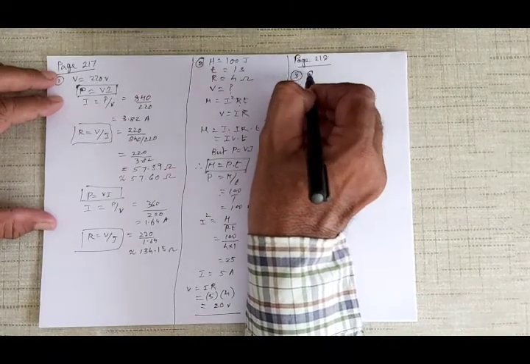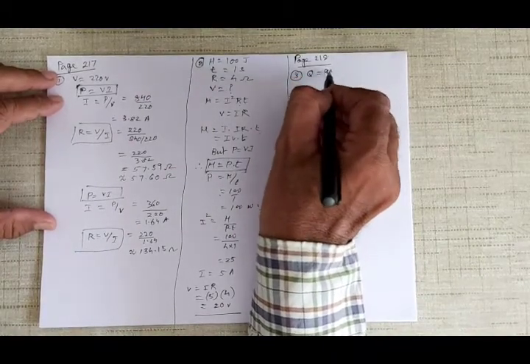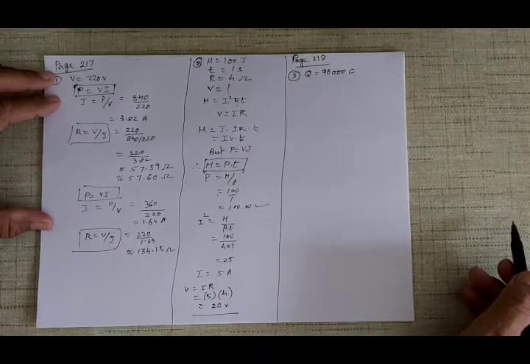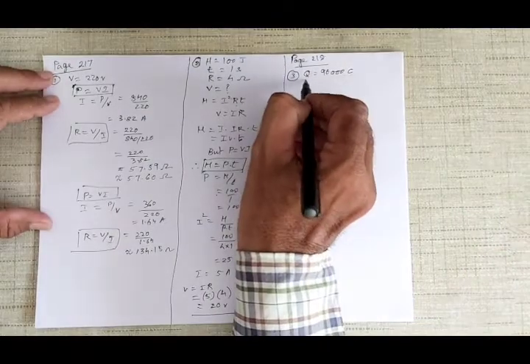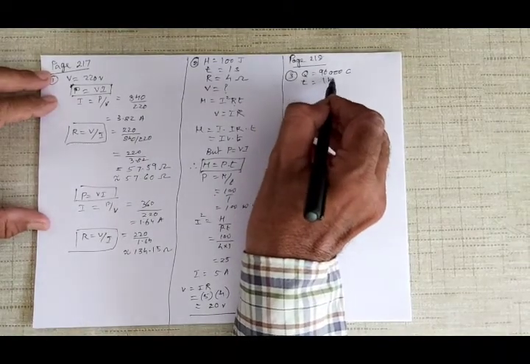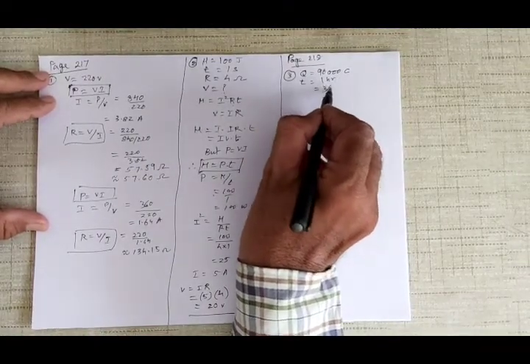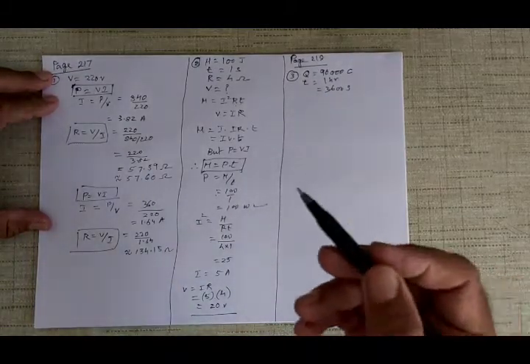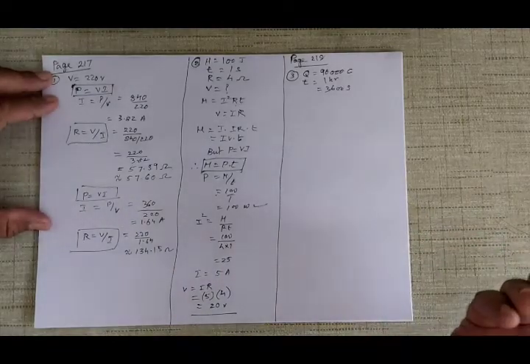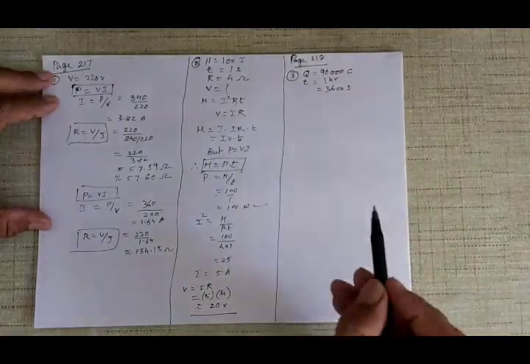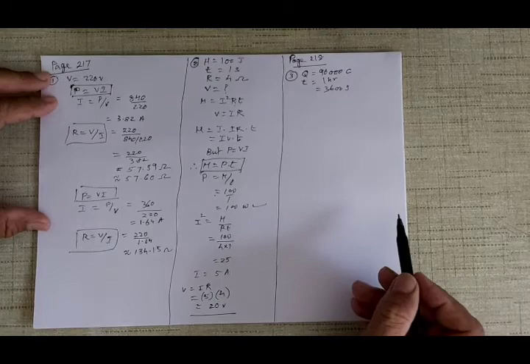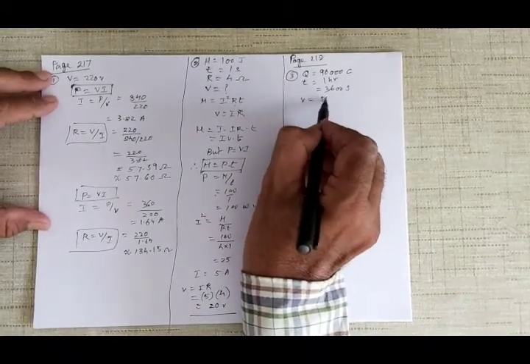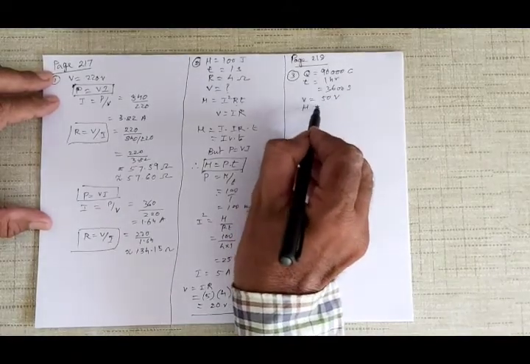Coulomb of charge, Q, 96,000 coulomb of charge, in 1 hour. So time is equal to 1 hour. In 1 hour there are 3,600 seconds: in 1 hour there are 60 minutes, and in each minute there are 60 seconds, 60 into 60, 3,600 seconds. And potential difference we are given, potential difference is 50 volts. Heat you want to find out.